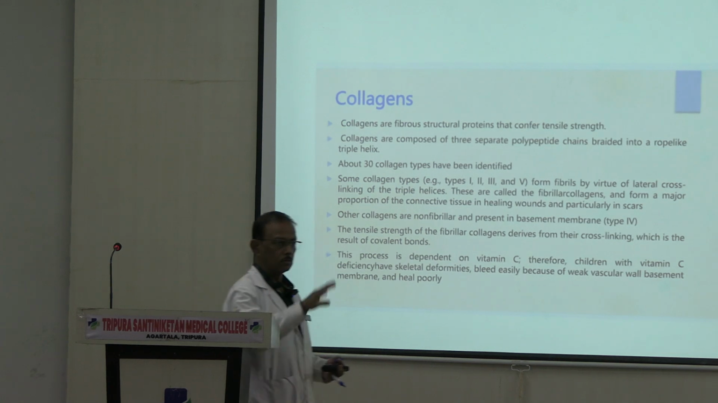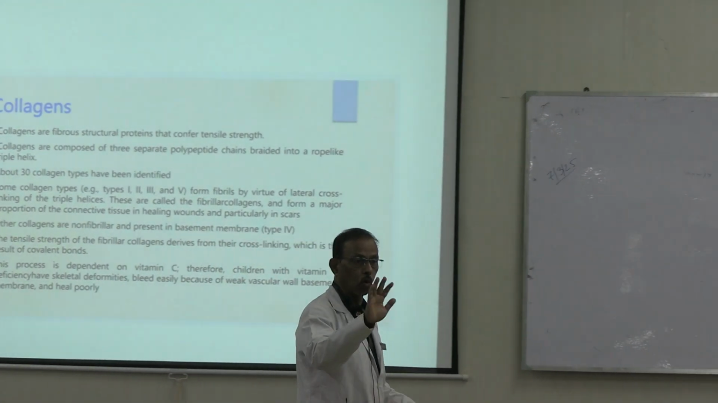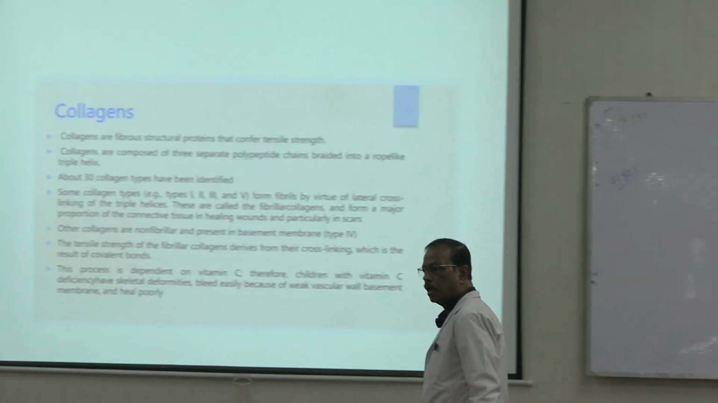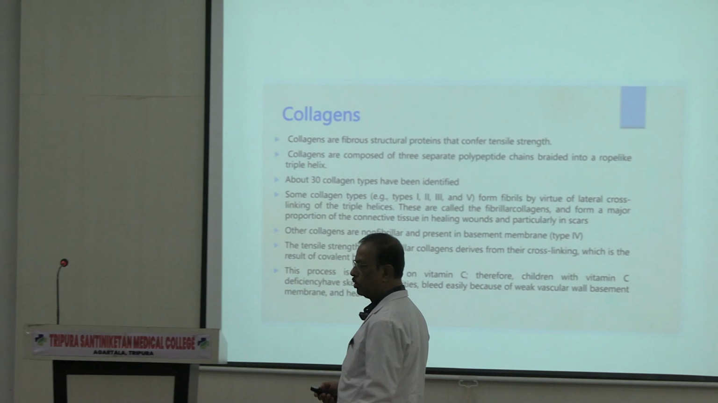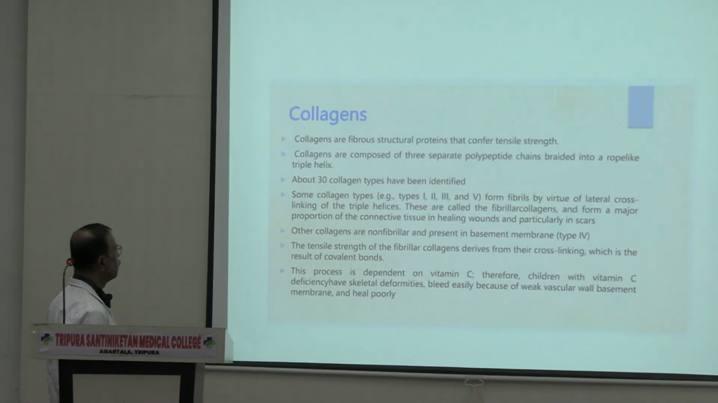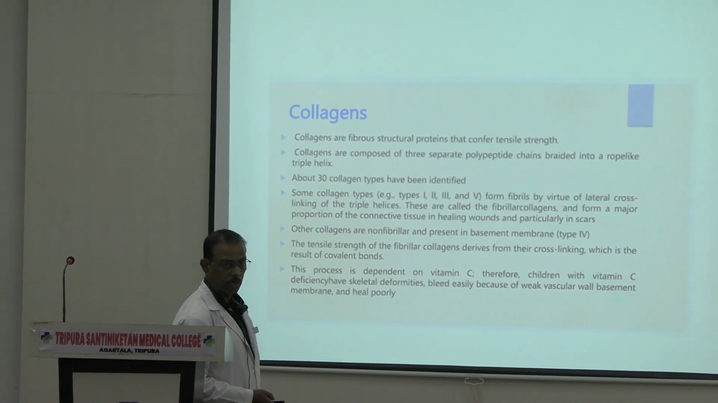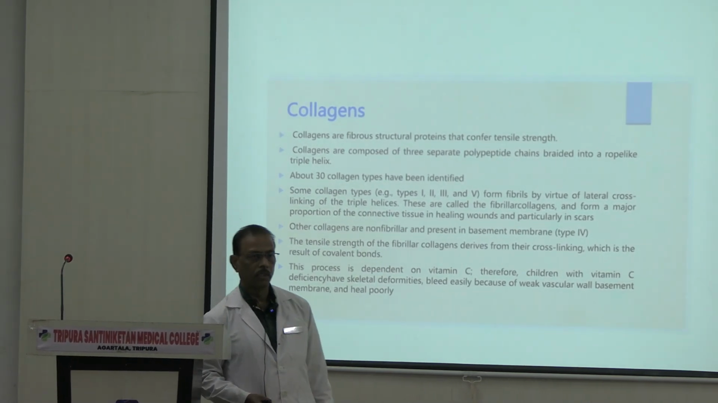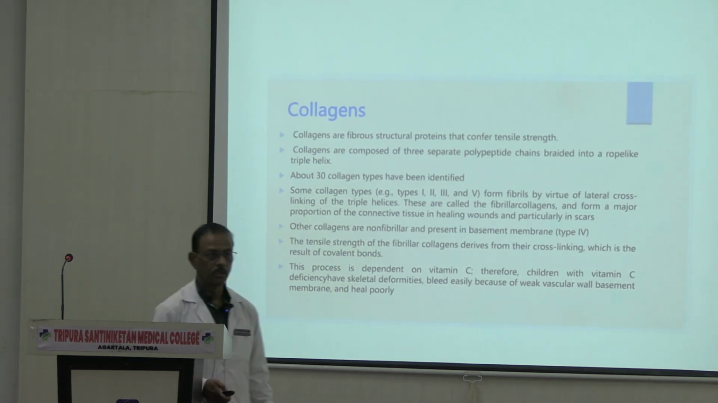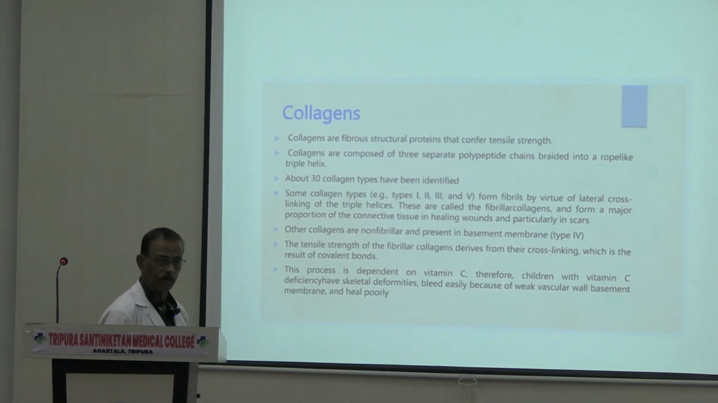There are 3 polypeptide chains wound around each other like a rope. Okay. In collagen, it is a triple helix wound around. About 30 types of collagen have been identified. Out of that, collagen 1, 2, 3 and collagen 4 are very important. They are denoted by Roman numerals. So around 30 types of collagen have been identified.